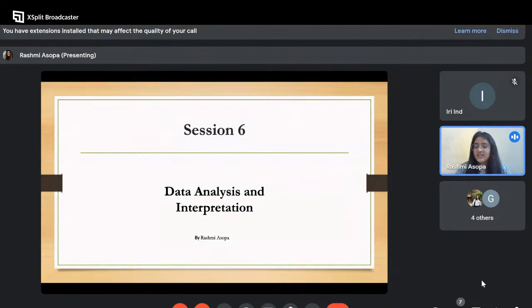So data analysis and interpretation is one of the most crucial steps of any research work. What makes it so crucial or important is the fact that data analysis and interpretation is the part of your research which is done entirely by you. It's your work out there.